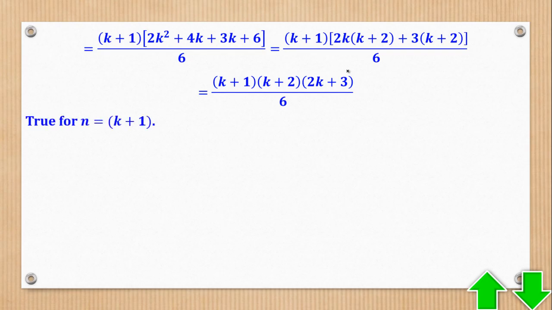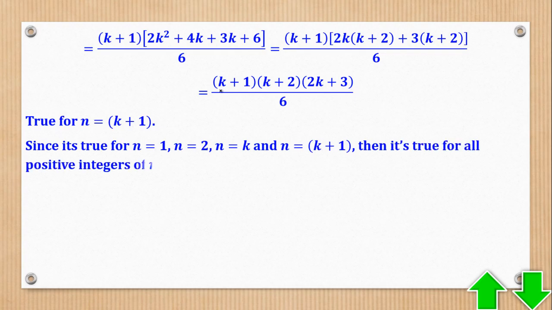Then I can conclude that since it is true for n equal to 1, n equal to 2, n equal to k, and n equal to k plus 1, then it is true for all positive integers of n. And that's what they wanted.